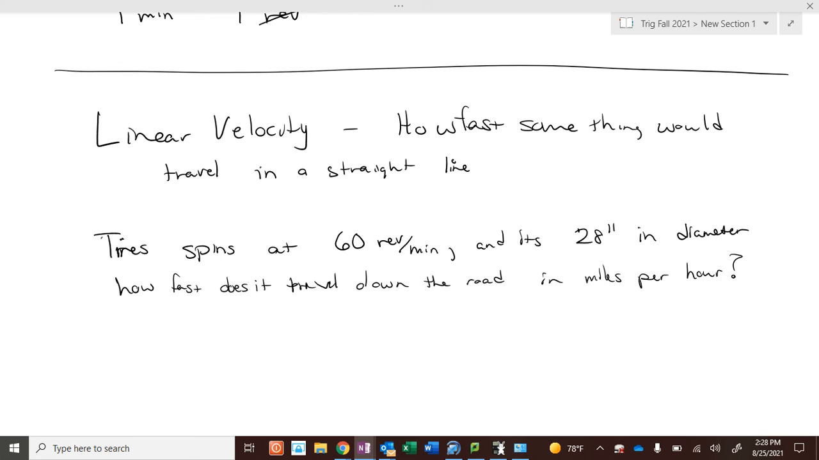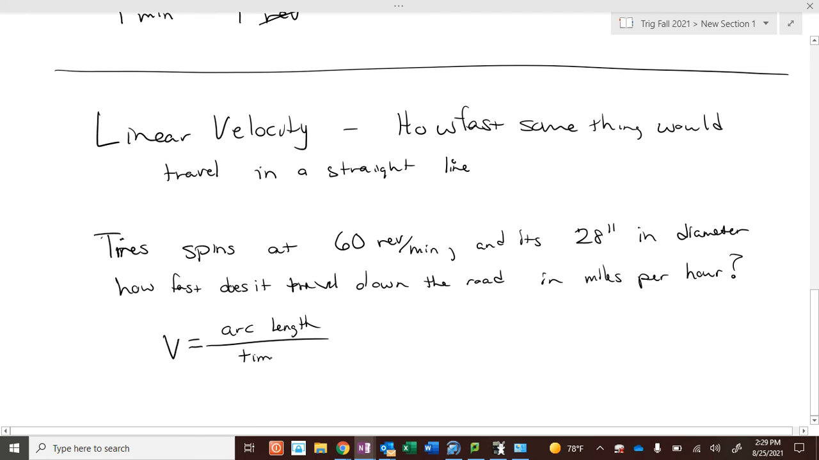Now, linear velocity is marked in terms of, and I got to look this up because I don't want to screw you up when it comes to this. Okay. Linear velocity is equal to arc length over time, which equals S over T. Okay?